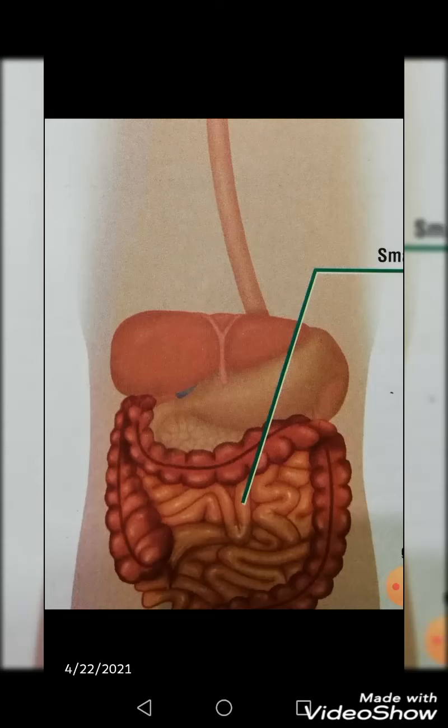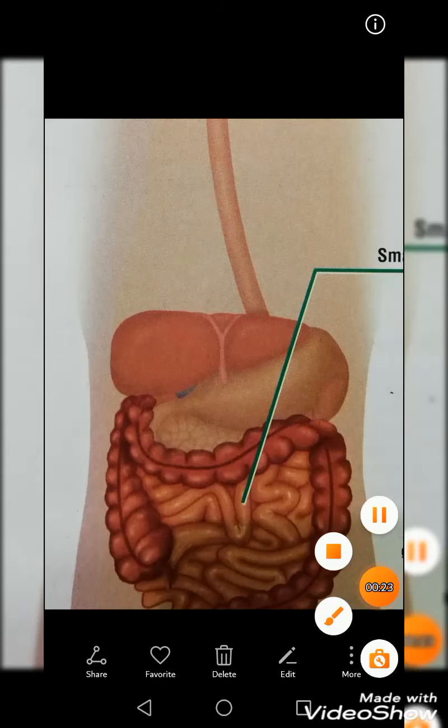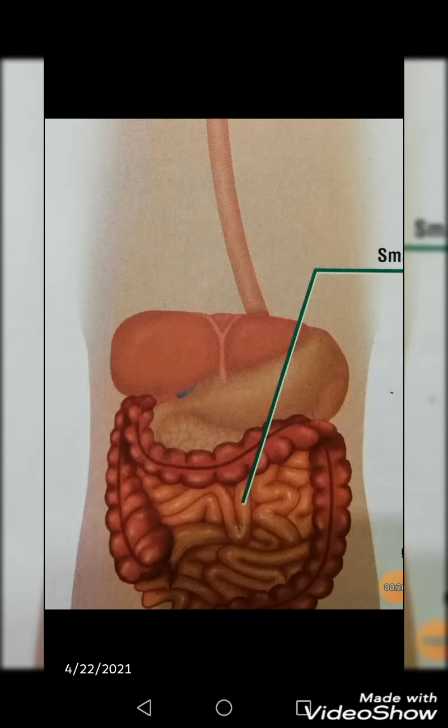Today we are going to discuss the small intestine. It is a site meant to complete your digestive process. Why? Because the nutrients are now supposed to be absorbed by its epithelial lining. Your small intestine is 5 to 7 meters long, and it is divided into three segments. These are the duodenum, jejunum, and ileum.